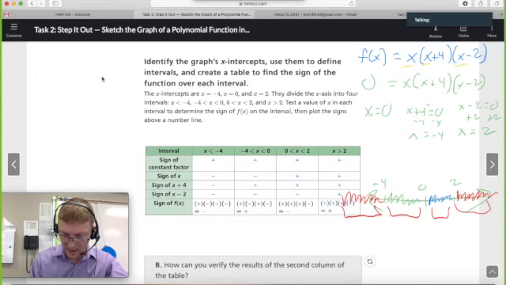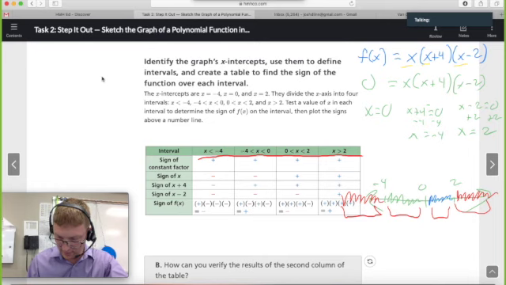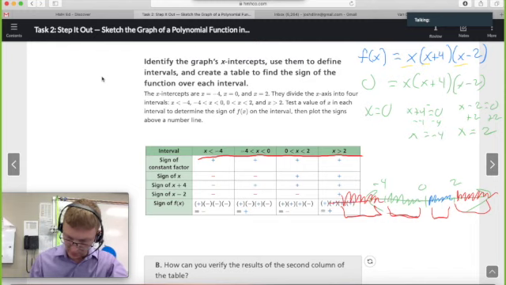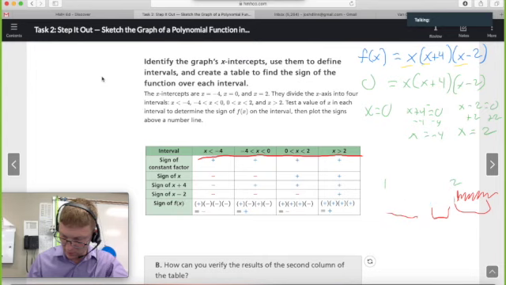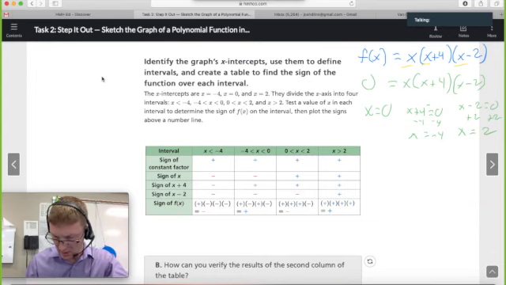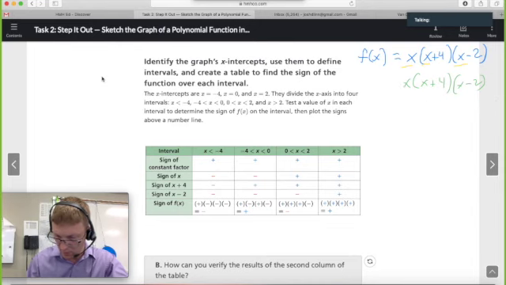You'll notice that they have them written right up here: x less than negative 4, in between negative 4 and 0, in between 0 and 2, and then 2 on up. So that's where they got those numbers. They used the factors as x-intercepts to figure all of that out. So we're going to get rid of all this.